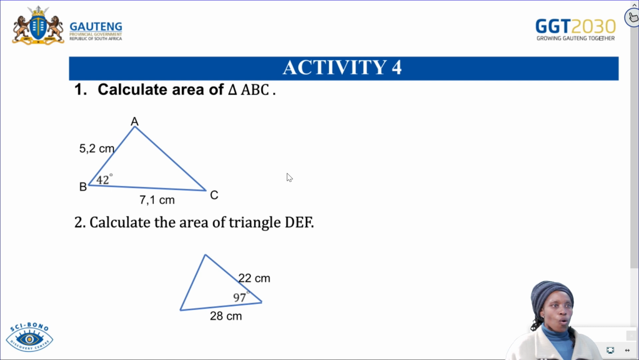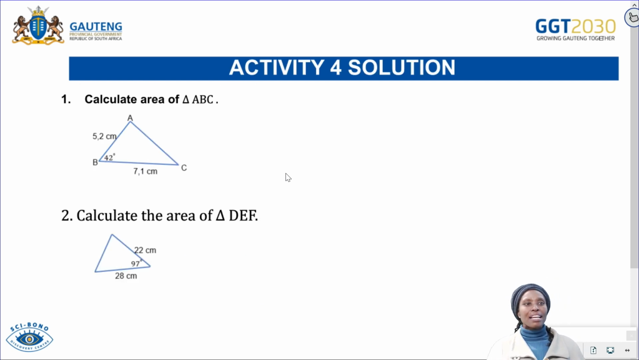Let's look at the activity. We are required to calculate the area of triangle ABC, where we are given side A, side C, and angle B. That angle B is 42, and side A is 7,1, side C is 5,2. So I will use the area rule. Same as the other one, where I'm required to calculate the area of that triangle given side 28 centimeters and the other side 22 centimeters, included angle as 97 degrees. So I will use my area rule.